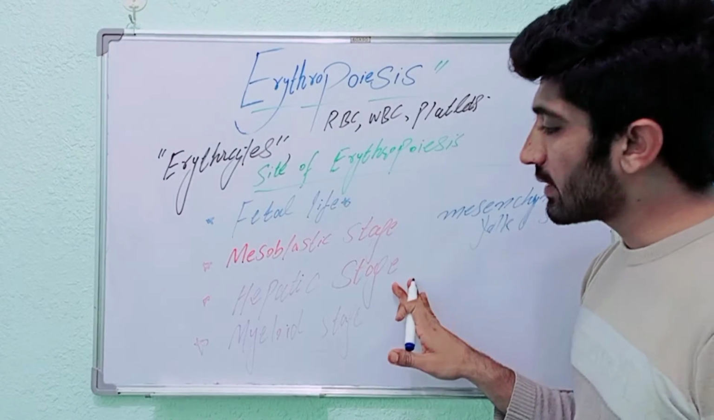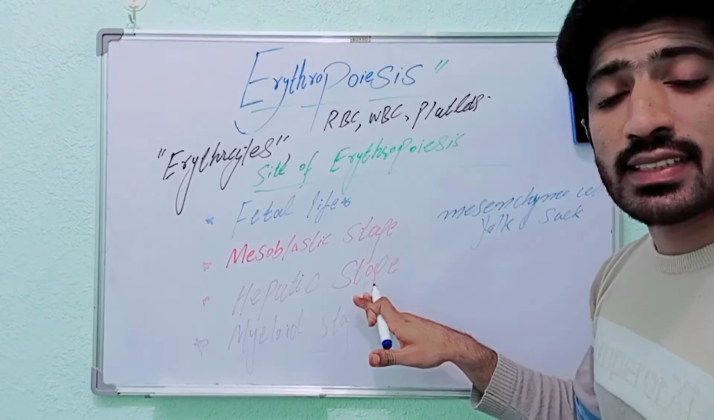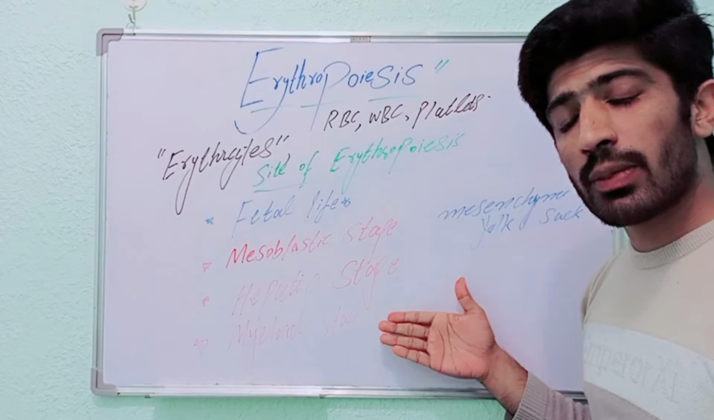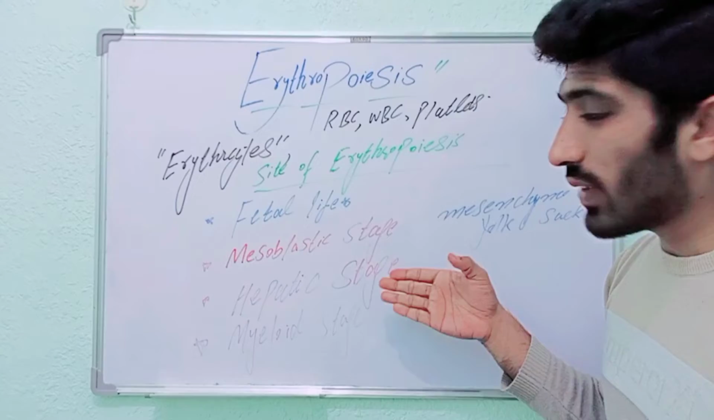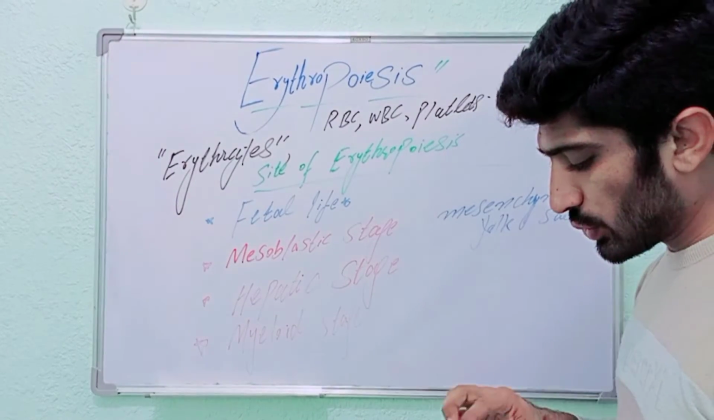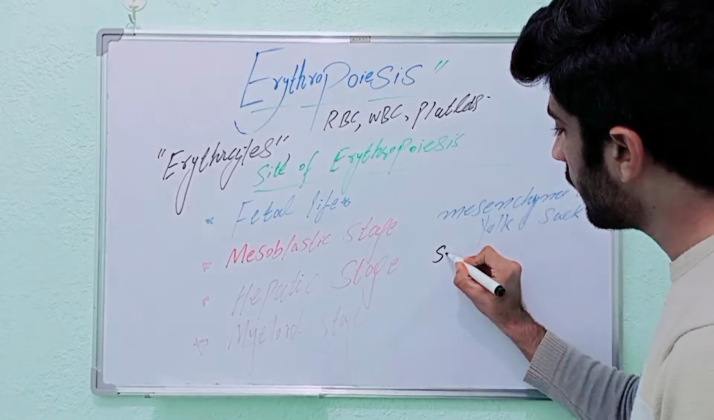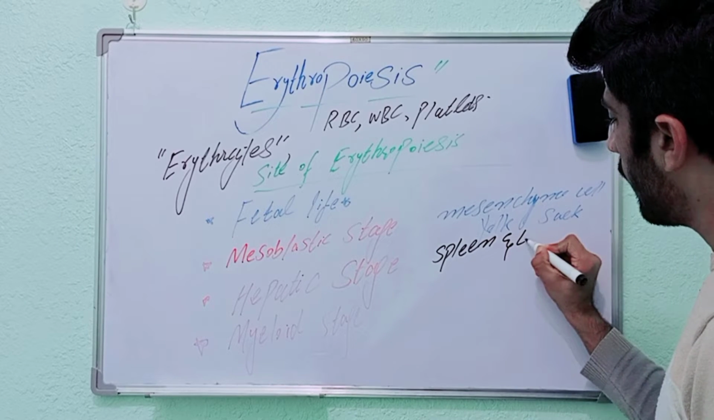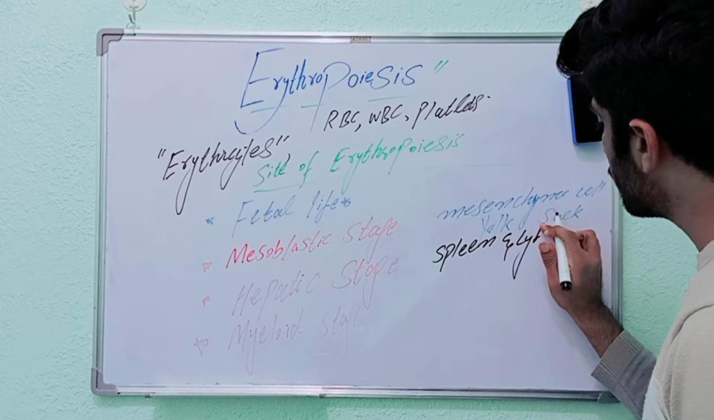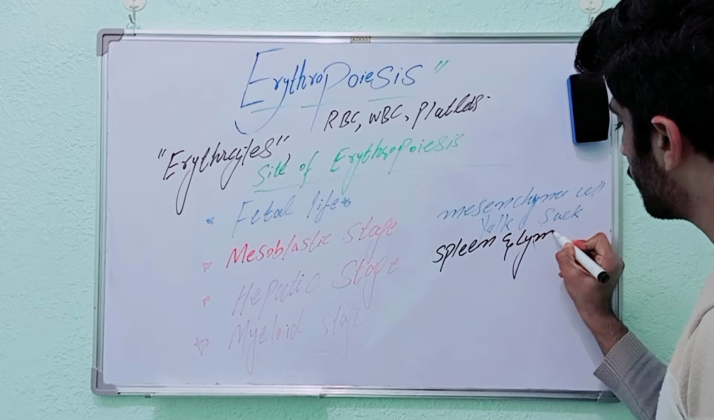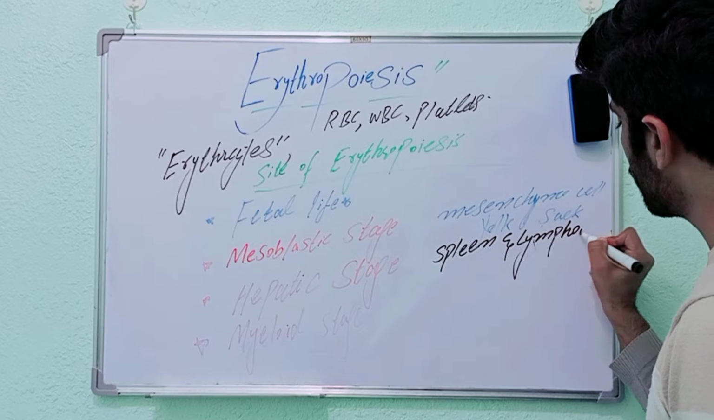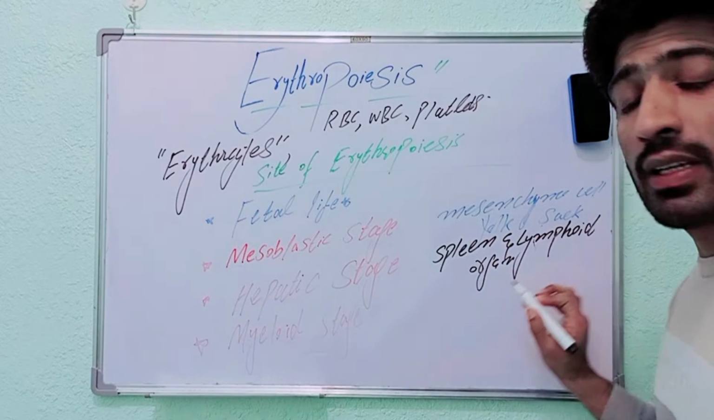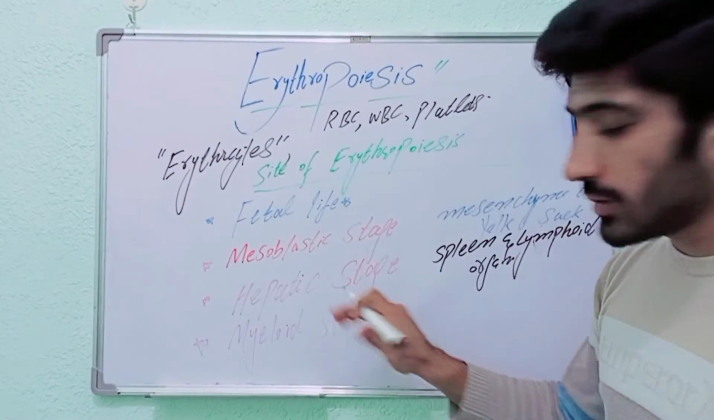The second is the hepatic stage. In the hepatic stage, students, at the start of the third month of intrauterine life, the production of RBCs takes place in the liver, and also the spleen and lymphoid organs are involved in the process of erythropoiesis in the hepatic stage.